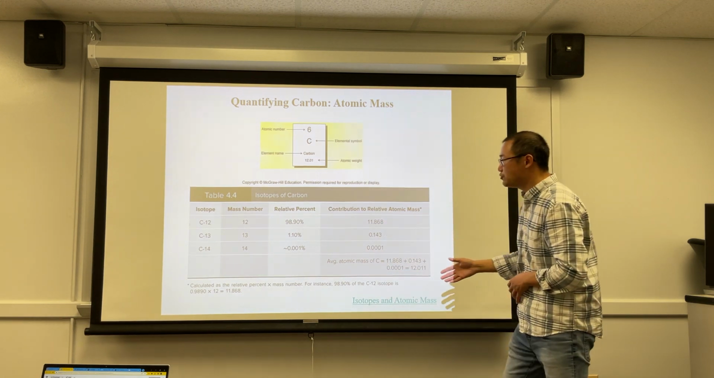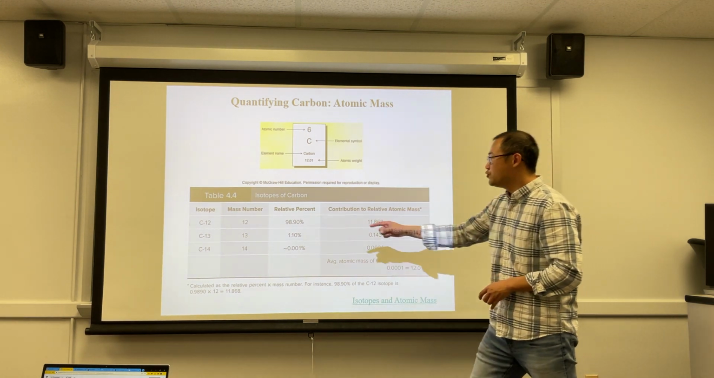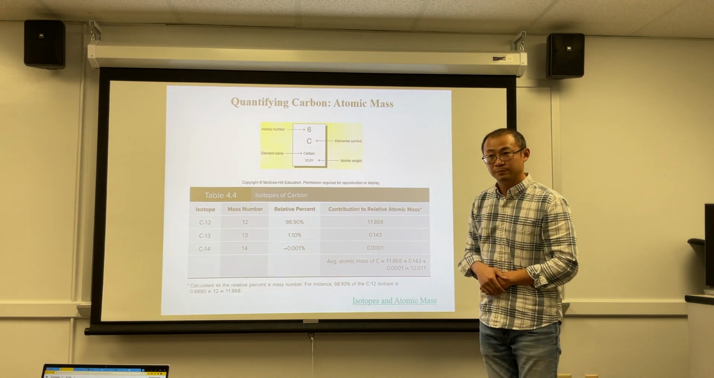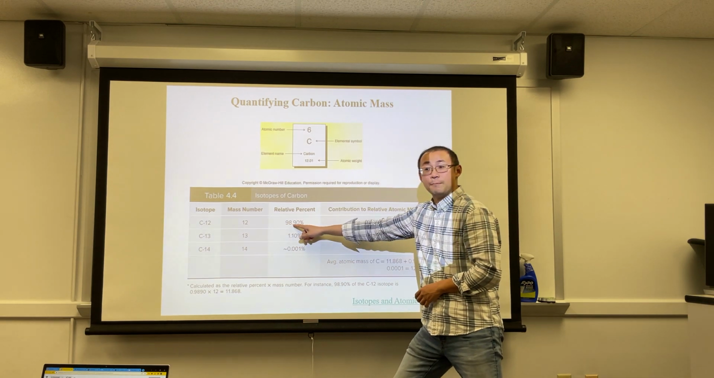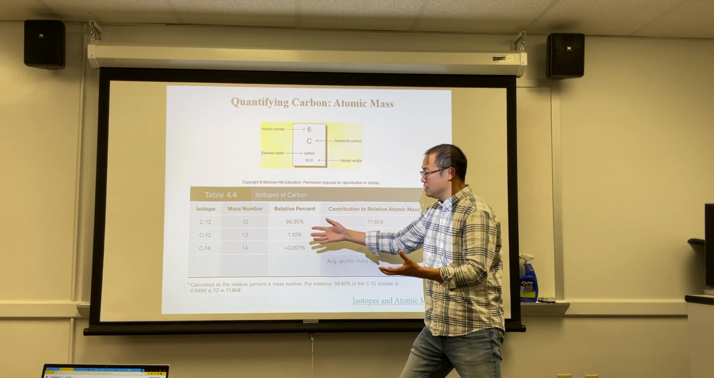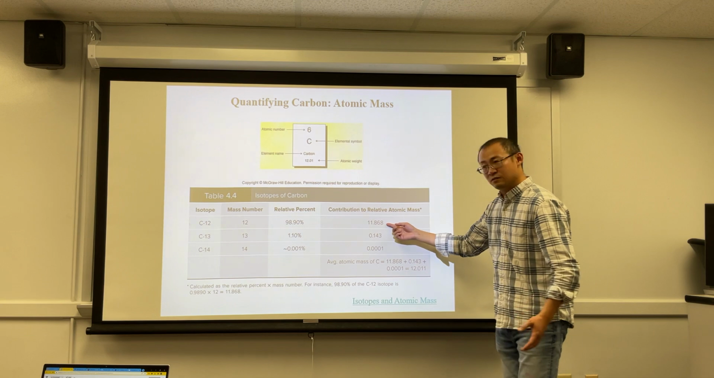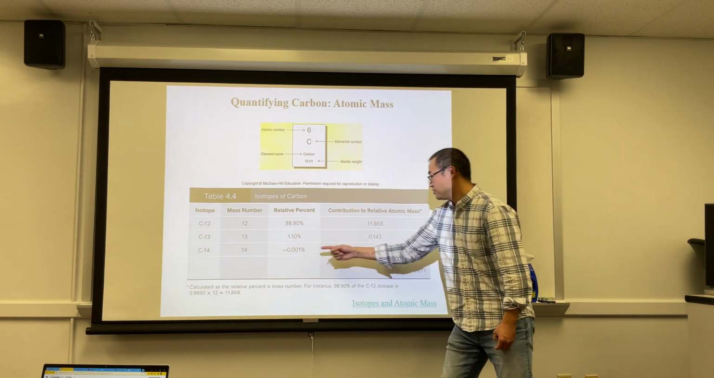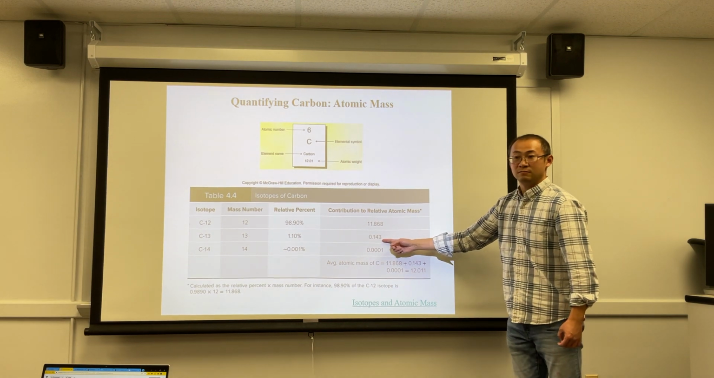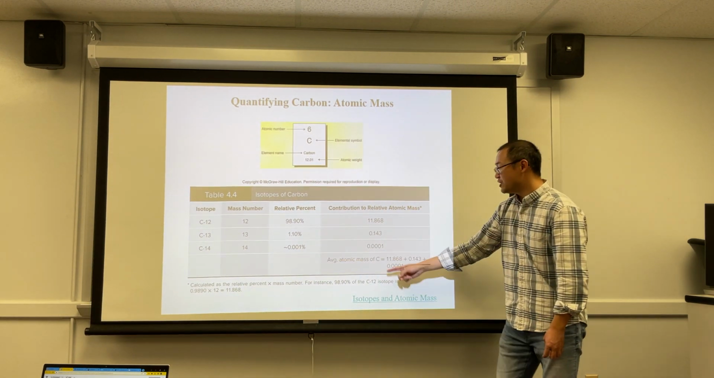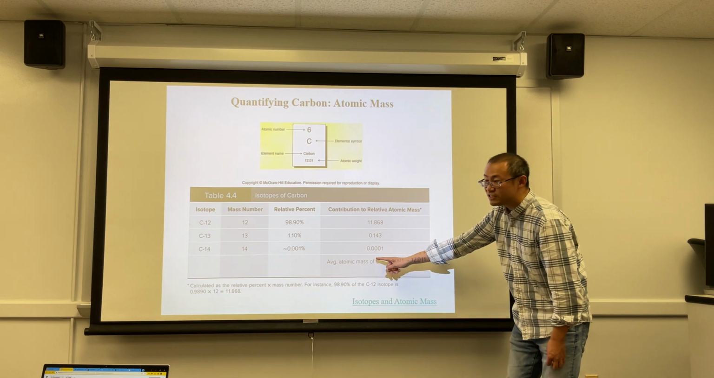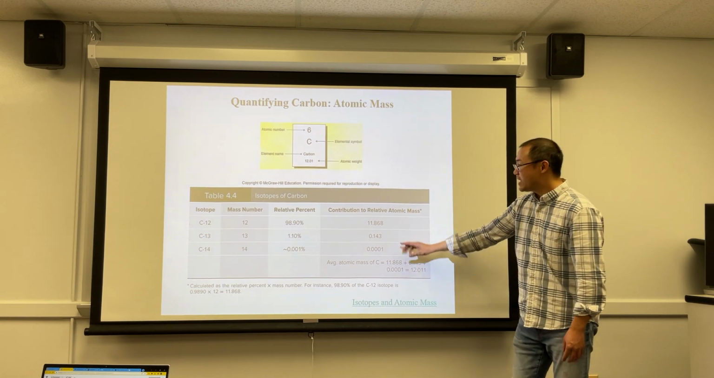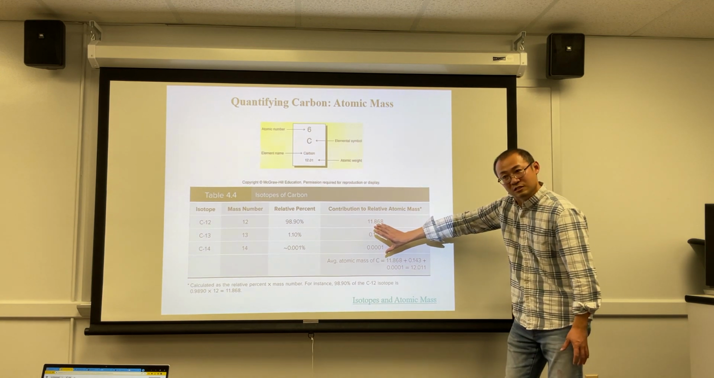How do we know their contribution? Very simple. You use the mass number multiplied by the percentage. The mass number multiplied by 98.9%. Again, percent is per 100. You got this. Use 13 multiplied by this percentage, you get that. And use 14 multiplied by this percentage, you get this. And then you add them all together. This final answer, you counted all their contributions.